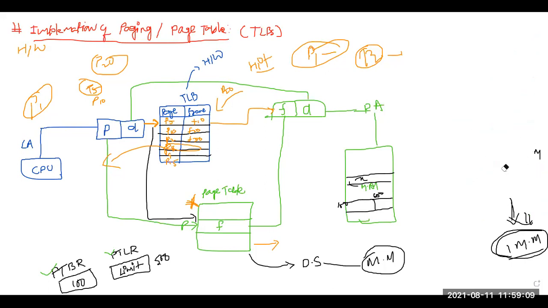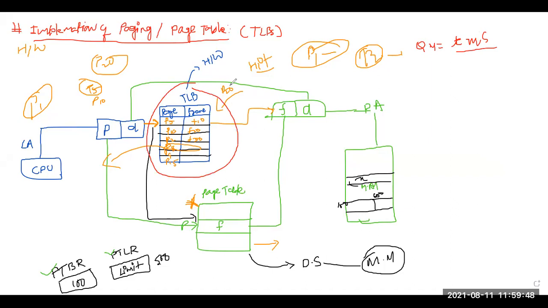So what will the access time be? If there is no TLB, what is the access time? Everyone has to answer this question. Assume that the memory cycle access time is T microseconds. If there is no TLB, what is the effective time required to access the data or instruction? It will be 2T microseconds.